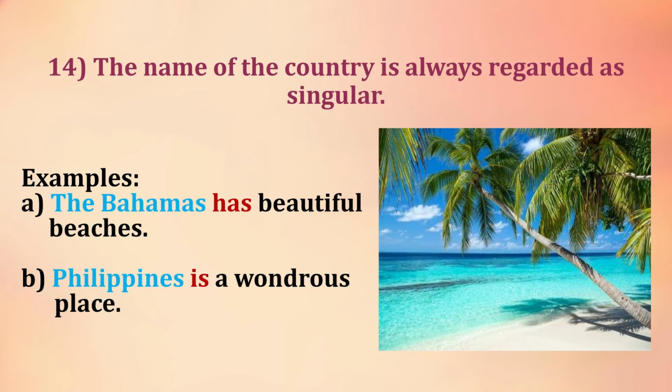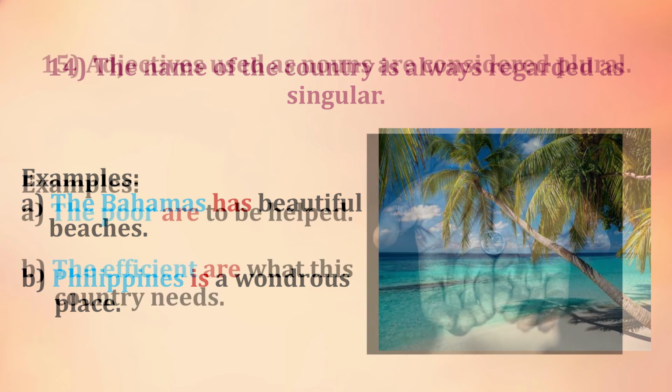14th rule, the name of a country is always regarded as singular. For example, the Bahamas has beautiful beaches. Philippines is a wondrous place. So the name of any book, country or organization may look like it is plural. However, as the name indicates a single thing, the singular verb form is used.